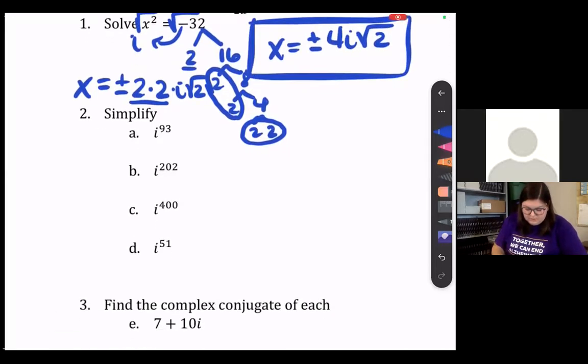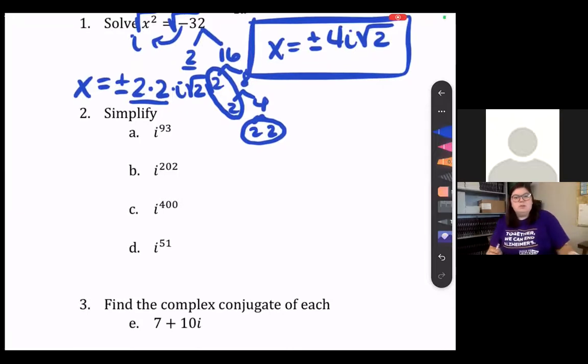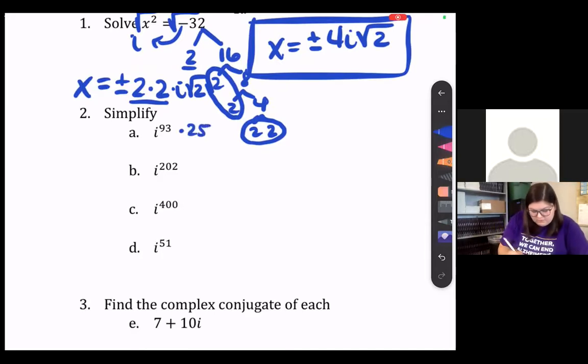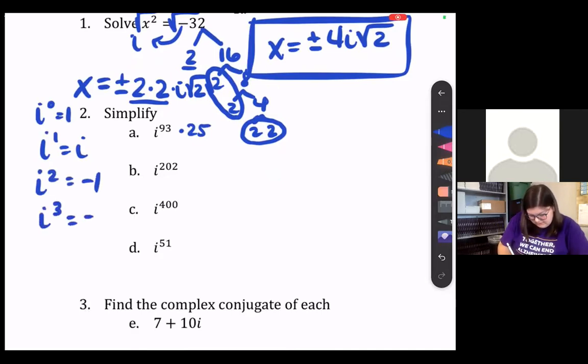Okay, for number 2, this is when you are dividing the exponent by 4. So I'm doing 93 divided by 4, I get 23.25. Remember, for these, we have i to the first power is i, i to the 0 power is 1, i squared is -1, and i cubed is -i. Okay, so the 0.25, that's 1/4, so that is i to the first. This is just equal to i.